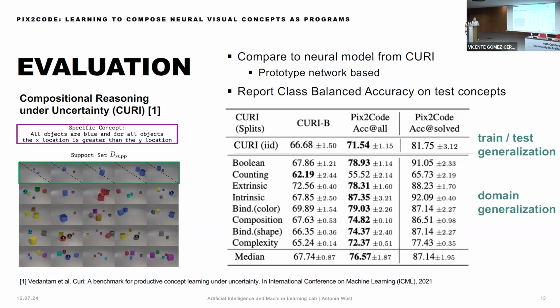Yeah, and this is the train test generalization, but the CURI benchmark also has different concept splits, which we call domain generalization concept splits, where you divide the train and test concepts based on some rules. So for example, in one of the splits, in the train concepts, the color yellow was never important, but then the test concepts checked for color yellow. For example, all objects are yellow, so you have to generalize and realize that the color yellow is suddenly important.